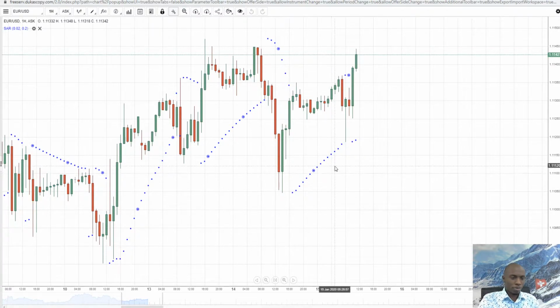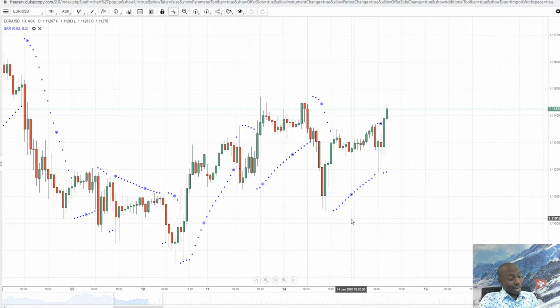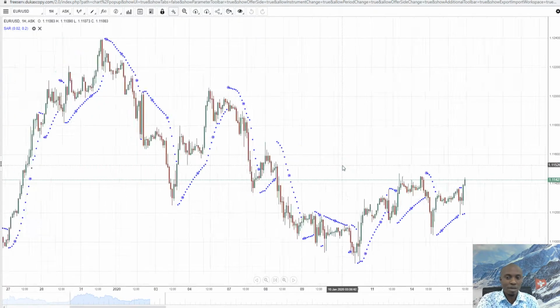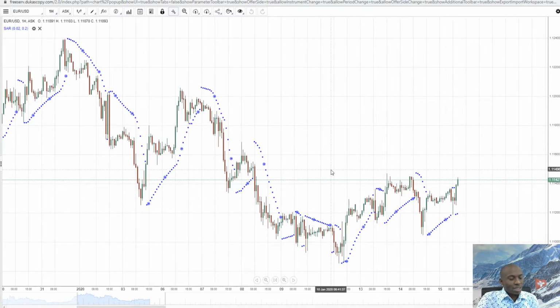That is all with the parabolic SAR. My advice to new traders or even old traders, I know old traders already know this, but for new traders or intermediate traders, it is not advised for you to base your strategy on just one indicator. You can use this indicator and you can use ATR, or whichever one. You just mix 2 or 3 indicators in order for you to see the clear picture in the market.